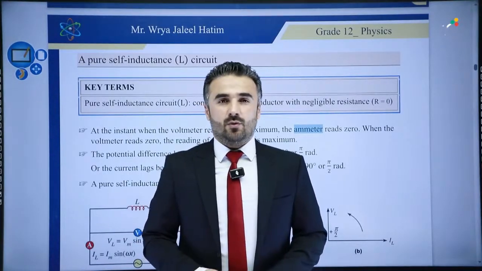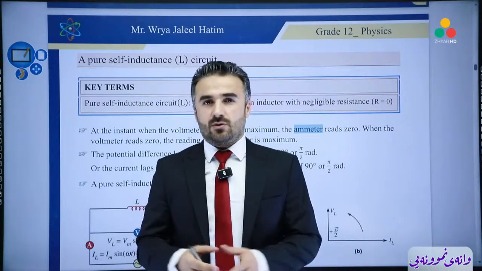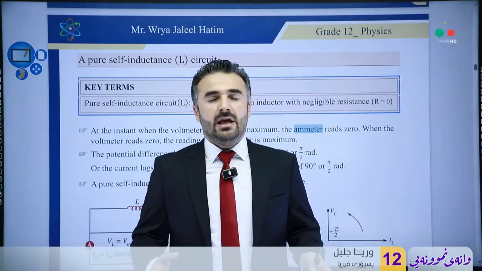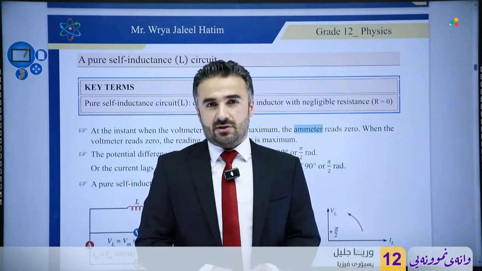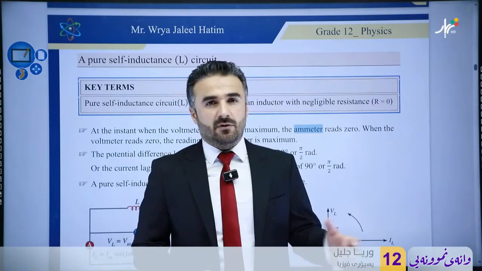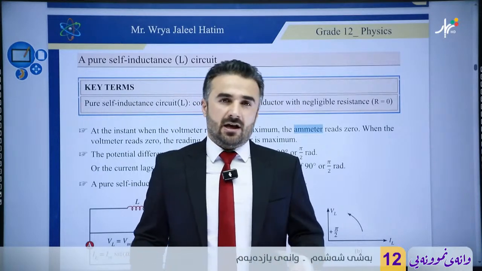In the previous video lesson, we talked about a circuit with a pure resistance. We said a circuit that has only resistance. And of course, we were connecting a resistor with an alternating circuit, or you can say an AC circuit. We also connected a voltmeter and ammeter just to see how they would change with the alternating current.